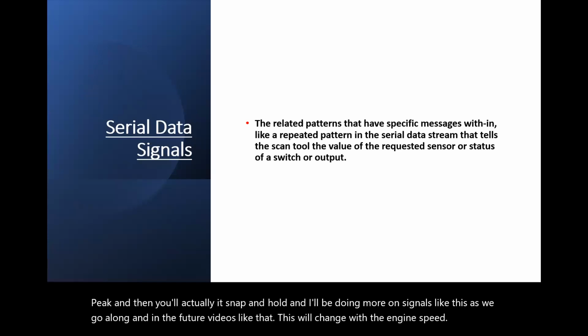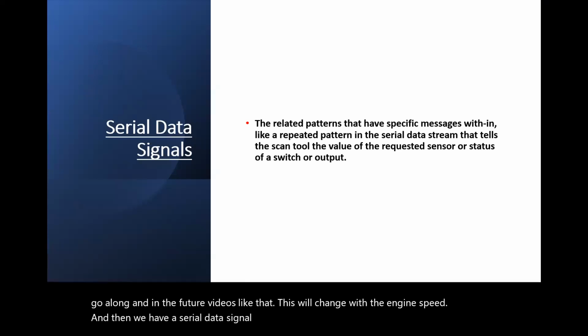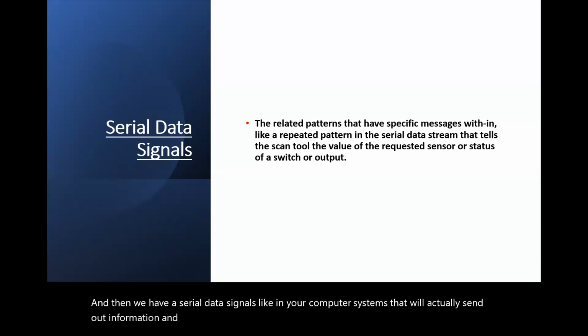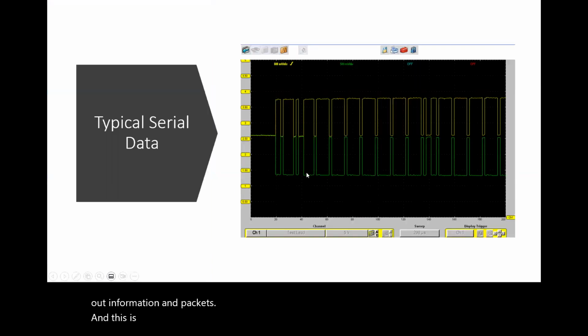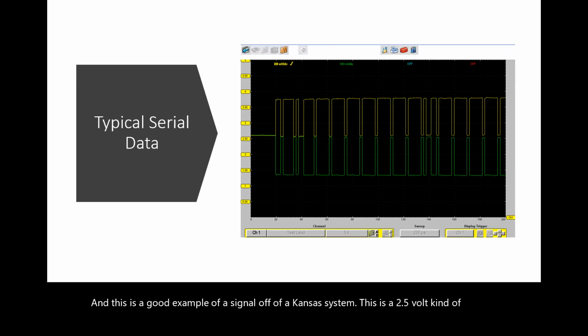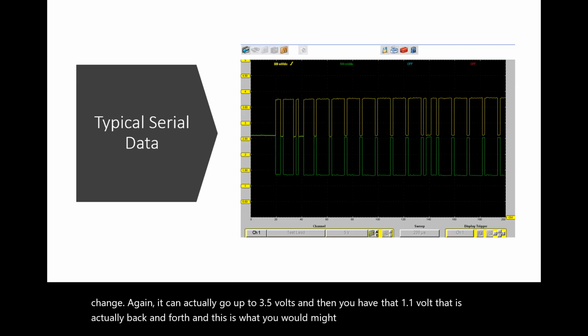And then we have serial data signals, like in your computer systems, that will actually send out information in packets. And this is a good example of a signal off of a CAN system. This is a 2.5 volt kind of range change. It can actually go up to 3.5 volts, and then you have that 1.1 volt that is actually back and forth. And this is what you might see typically on a CAN system like that too.